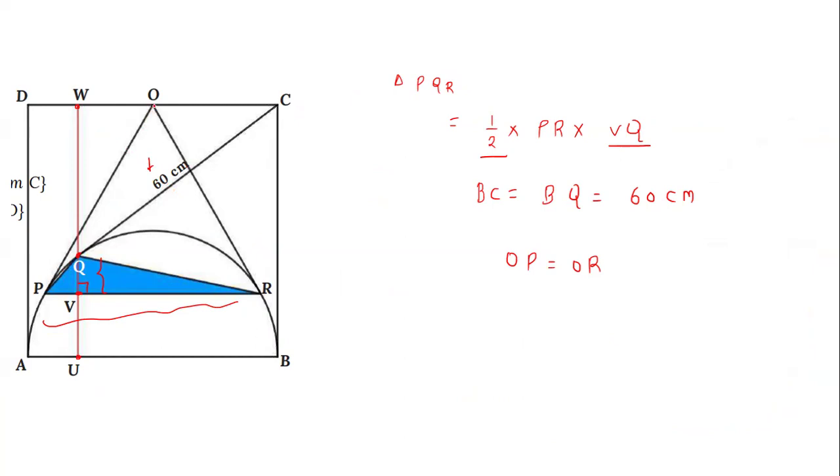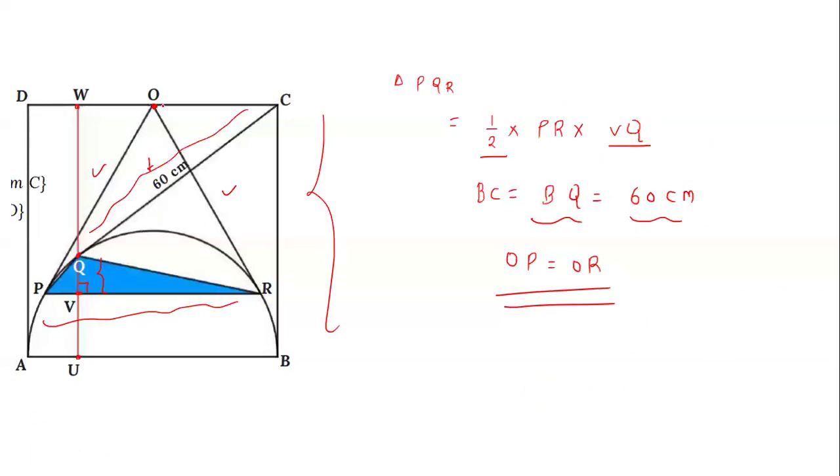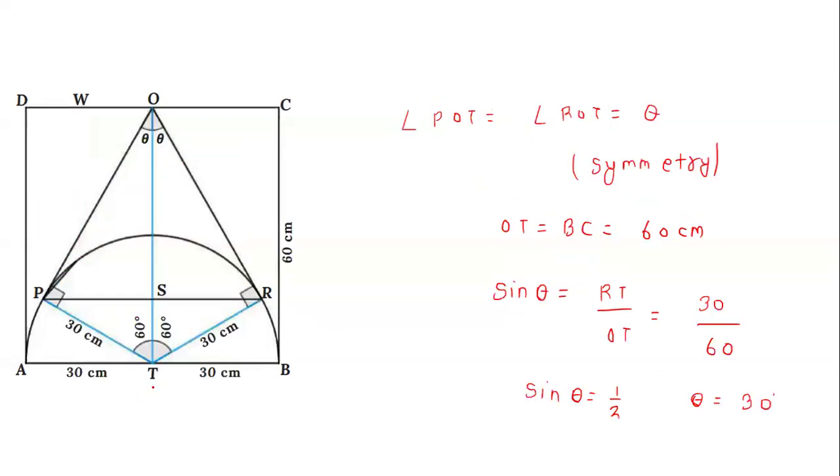Now we also know from the point O there are two tangents, one is OP and one is OR. So OP is also equal to OR. This we already discussed, like this is 60 centimeters. So now you look at this figure. In this figure, what I have done, I just drew one perpendicular from the point O to the line AB, and it will cut at the point T.